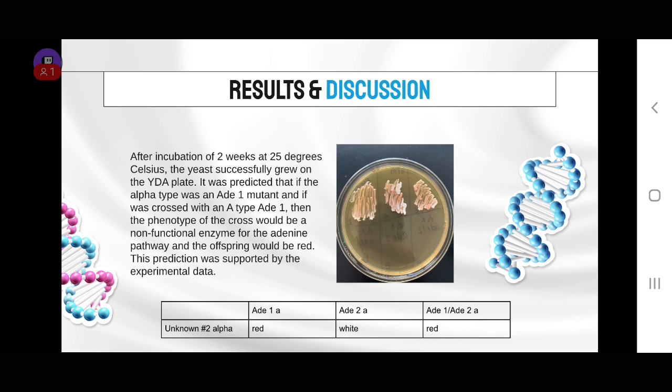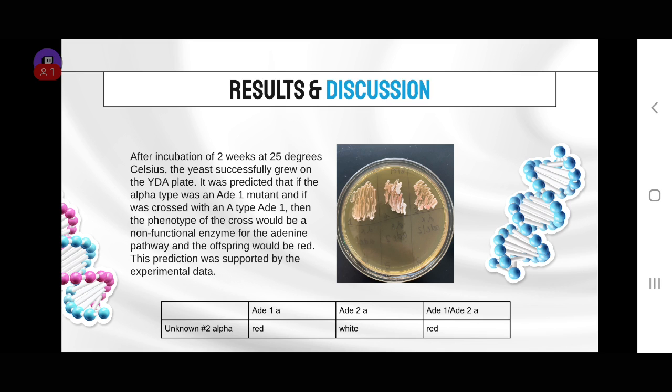After the incubation period, it was predicted that the alpha type was an ADE1 mutant, and if it was crossed with an A-type ADE1 mutant, then the phenotype of the cross would be a non-functional enzyme for the adenine pathway, and the offspring would appear red. This prediction was supported by the experimental data.